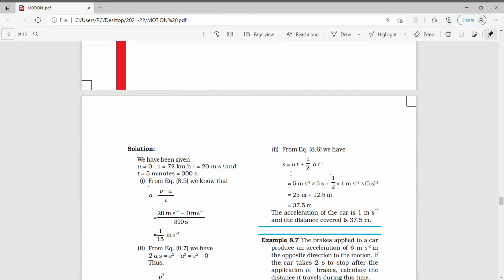They have used the second equation of motion. S is equal to ut plus half at square. But you can use the third equation of motion also. V square minus u square is equal to 2as, and from that equation also you will get the same answer.